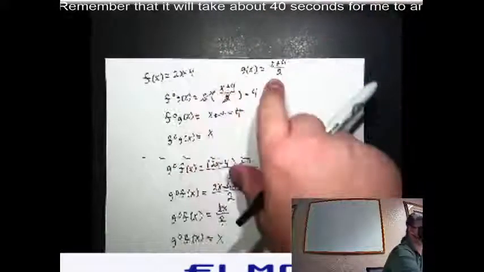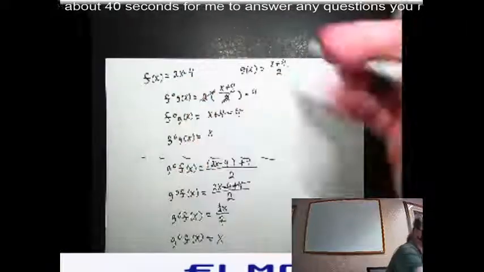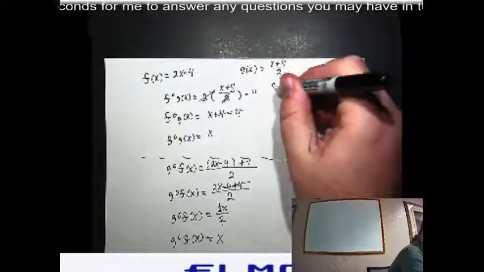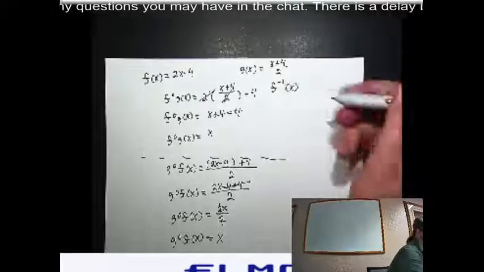In fact, in this case, another way to write g of x, since we know it's an inverse of f of x, is to call it f to the negative 1 of x. In other words, inverse f.